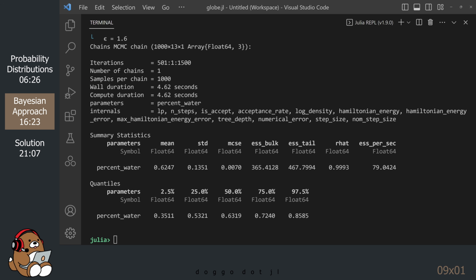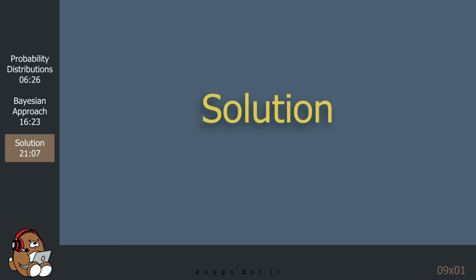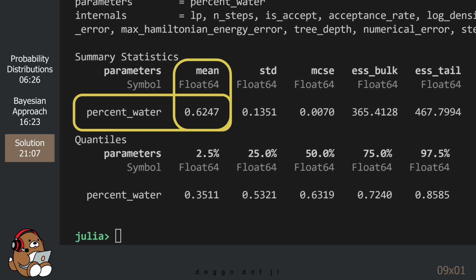This may look intimidating, but this is where all of the magic is. There's a lot of good information in this printout, but for now, let's take a look at the summary statistics table under the column labeled Mean. According to this output, the mean value of the percent of water on the Earth's surface is around 62%.